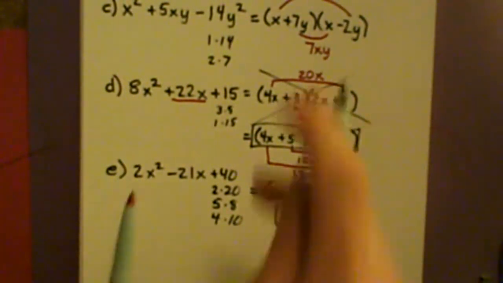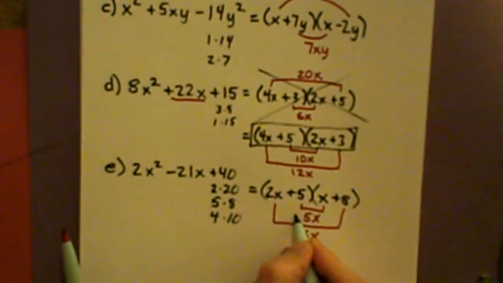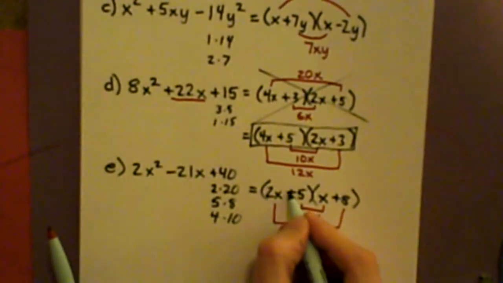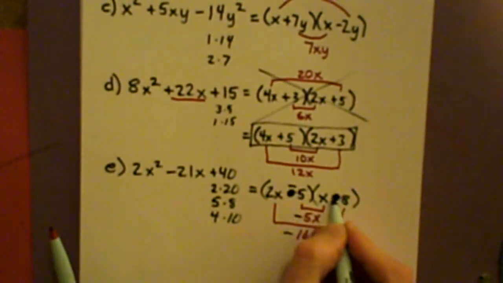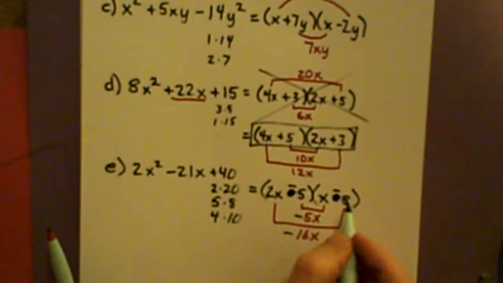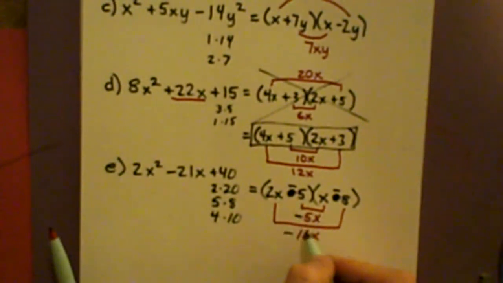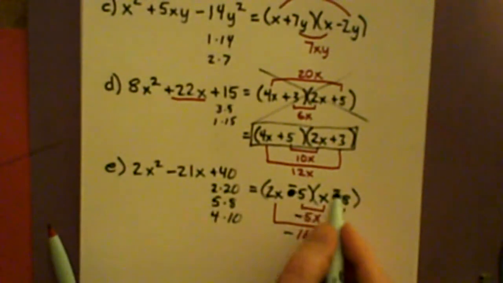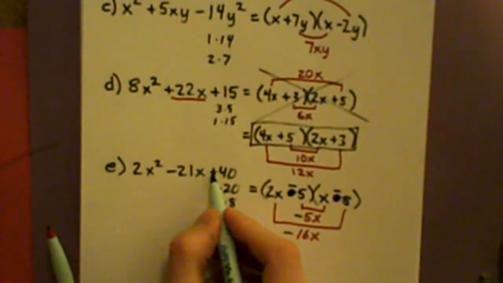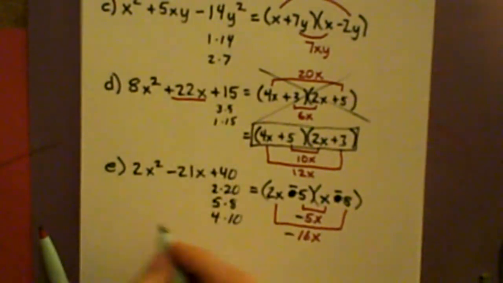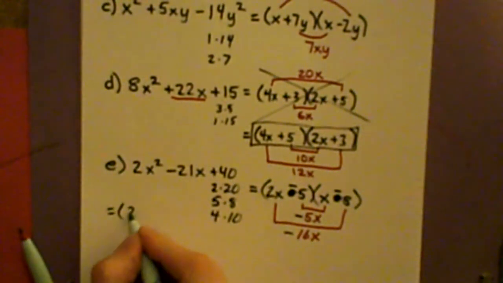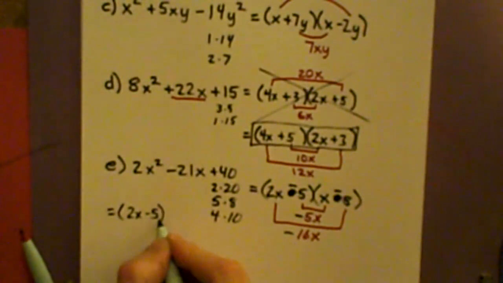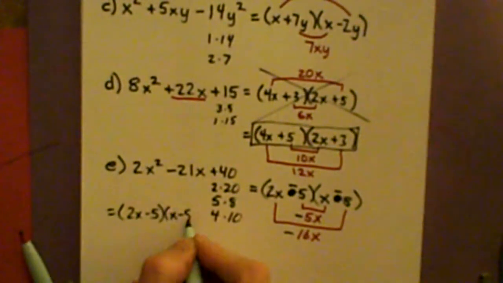What that means is, if I want these to both be negative, then this better not be a positive 5 but a negative 5, and this better not be a positive 8 but a negative 8, because then I do have negative 5x and negative 16x, which together add up to negative 21x, and also negative 5 times negative 8 multiplies to give me positive 40. So my final answer here should be that this is equal to 2x minus 5 times x minus 8.